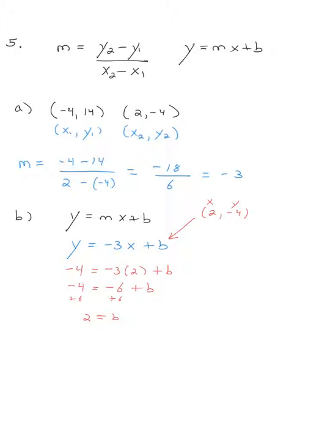All right, I just answered part b. y is equal to negative 3x plus 2. 2 is the value, the y value, of where the line crosses the y-axis.